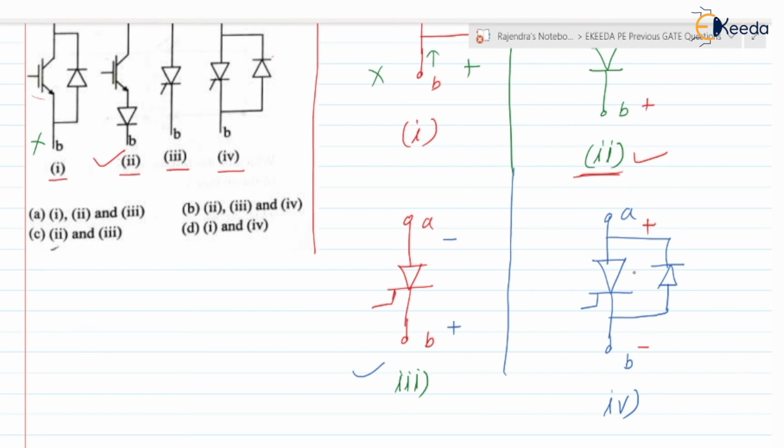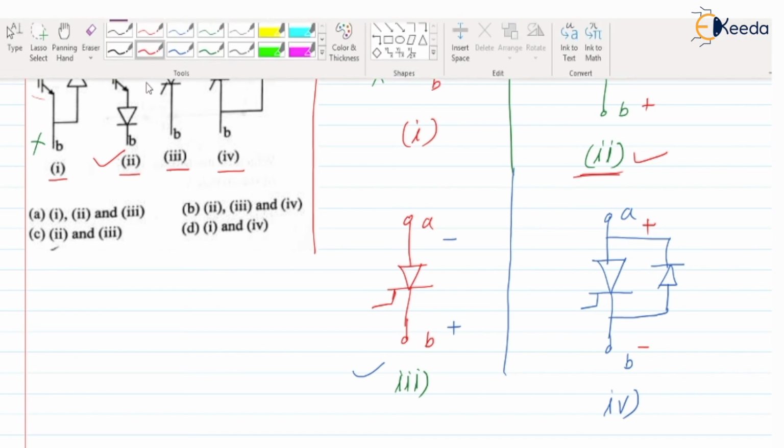If the SCR is in the off state, current will not flow through the SCR. At the same time, current will not flow through the diode because the diode is in the reverse bias mode. So can we say that our switch is blocking the forward voltage? Yes, the switch is blocking the forward voltage.